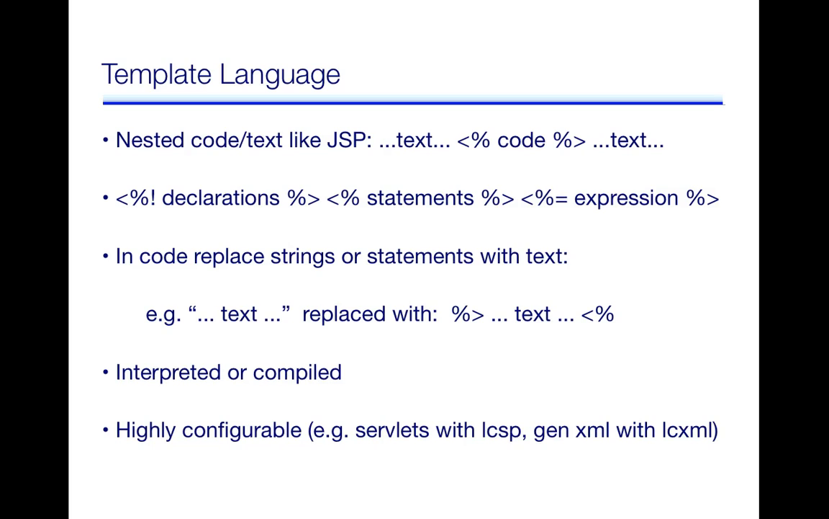The template language is very flexible. It can be either interpreted or compiled like other LayerCake types, and it's highly configurable and used to implement code templates that we've seen. There's a servlet with an LCSP suffix that's implemented in just a few lines of code, or you can generate XML with an LCXML file, and a layer can define a new template format and customize the names of the methods, the base class, etc., so that you don't have to write a lot of code to get a very flexible system, and you can generate whatever you want from a template.